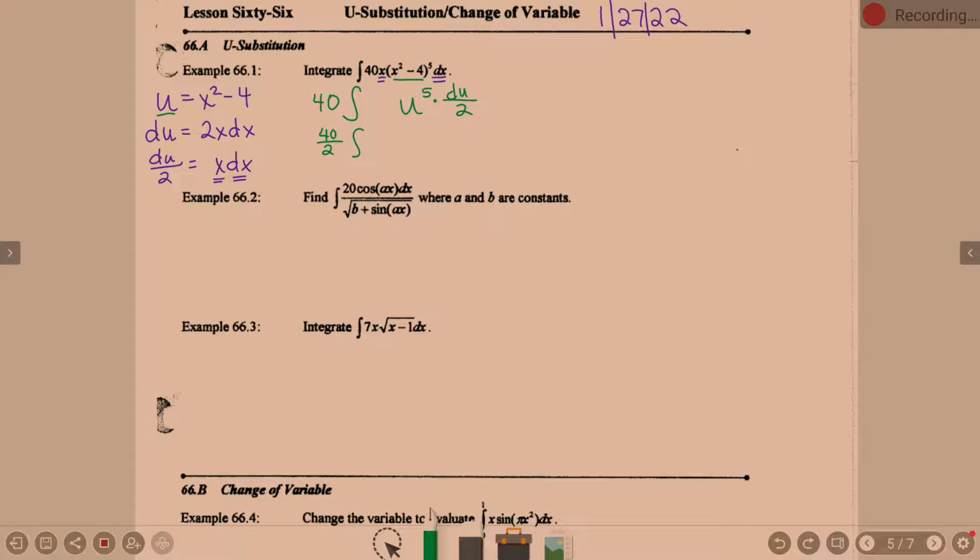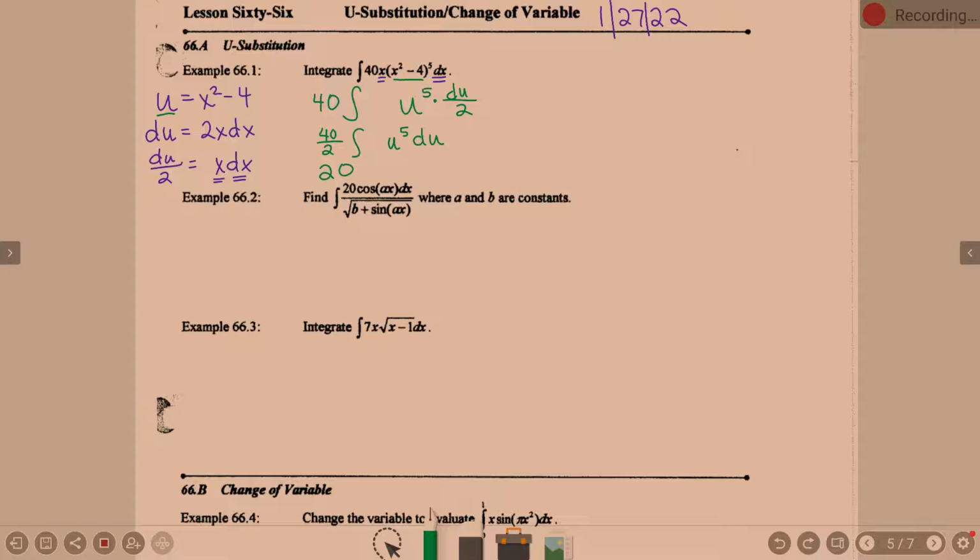And then that means I'm doing the integral of u to the 5th du. Is that something you can integrate? Definitely, right? So out front, if you haven't already, 40 divided by 2 is now 20.